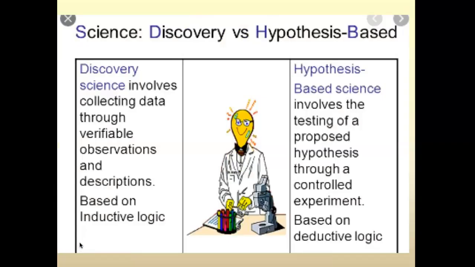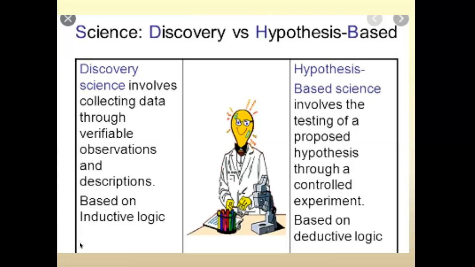So let's talk about science real quick. There are two different ways to approach science, or how science is done. One's called discovery science, and the other is called the scientific method, or hypothesis-based science. In your outline, I have it in outline form. The Roman numerals are the big topics, and then it's subdivided with A, B, C, D underneath it, and those are further subdivided.